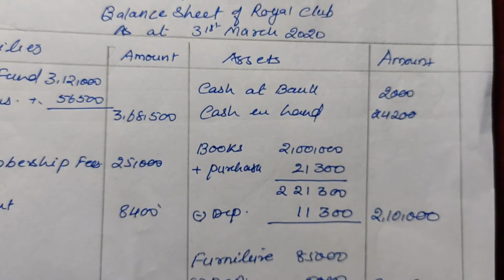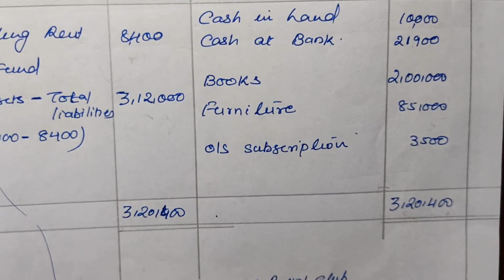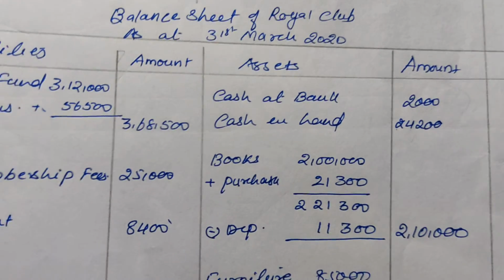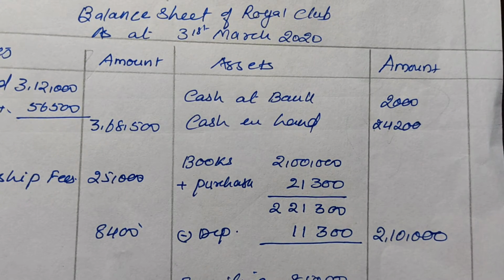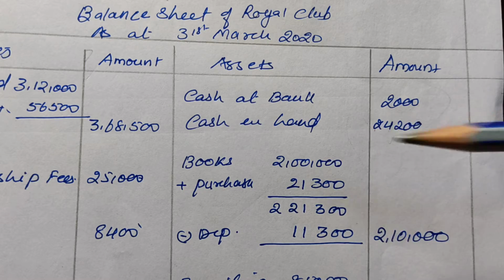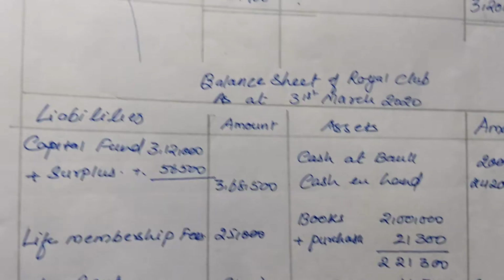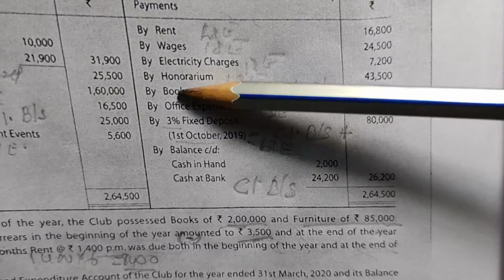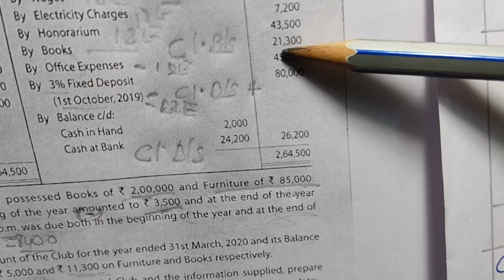After that, you see the opening balance sheet and prepare the closing balance sheet accordingly. Books are given here without adjustment. Now with adjustment we will record in the closing balance sheet. What is our adjustment? Asset plus purchase minus depreciation minus sale. Here we have books of 2 lakhs. We need the purchase value. From where will we get it? We have to see the payment side, whether any asset is given here. On the payment side, one asset is there, books, given as 21,300. That is our purchase value.